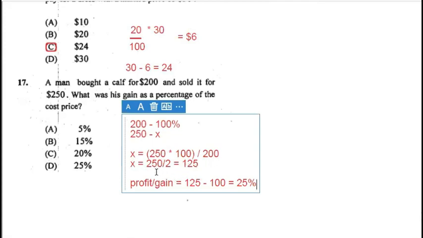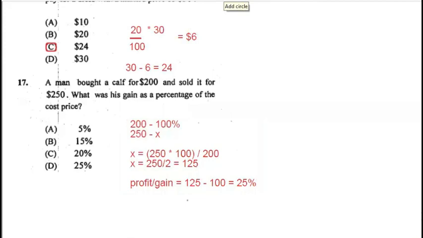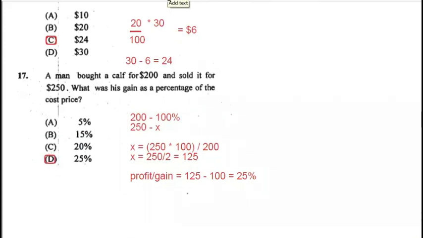Therefore, the profit or the gain as a percentage is equal to the 125% that we just calculated minus the 100%, which would be the initial percentage that was attached to what the man bought the car for, and we're left with 25% after doing the difference. So therefore, answer for 17 is D. So we're moving nicely along.